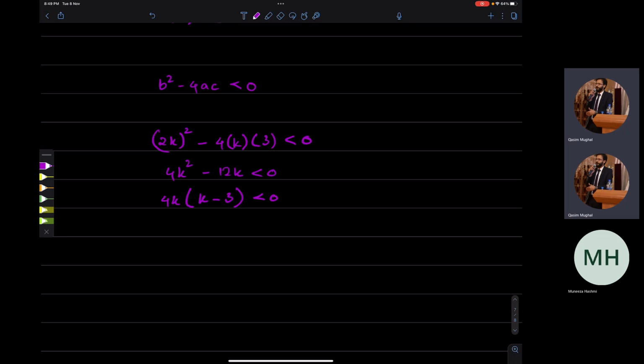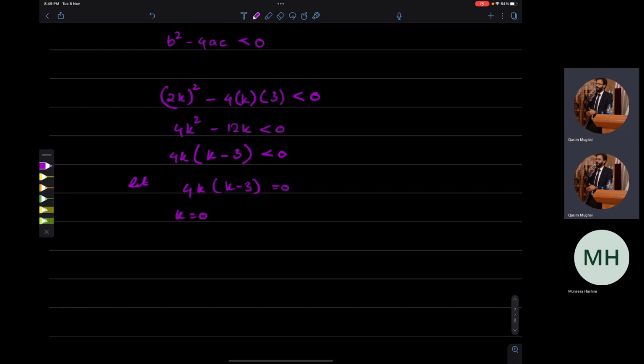All right, now in this case, let 4k times k minus 3 equal 0. So that is going to leave us with k equals 0 and k equals 3. Therefore, since it was less than 0, the solution is going to be between the two roots. So therefore, k is from 0 to 3. Got it? Yes, sir.